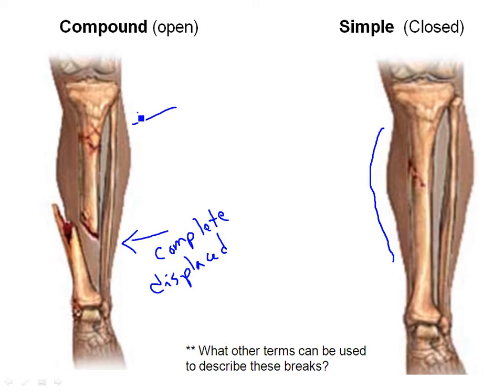Now, if we look at these fractures up here, that is a comminuted fracture. There are several pieces involved. But this one is a simple fracture. It has not gone through the skin. You could also say that this was non-displaced, because the pieces are still in alignment basically. So whenever you look at these fractures, you should be able to use more than one term to describe them.